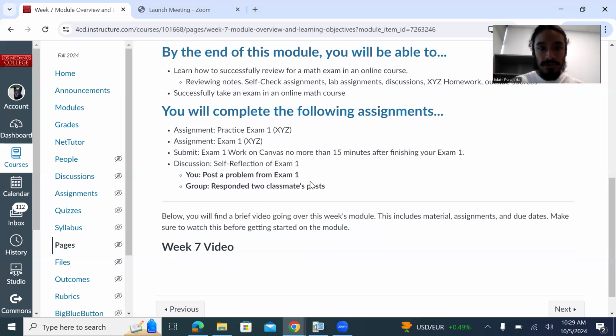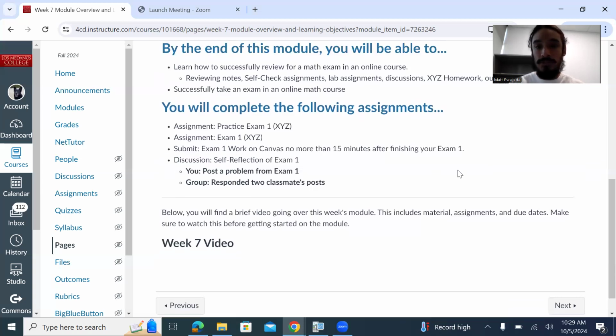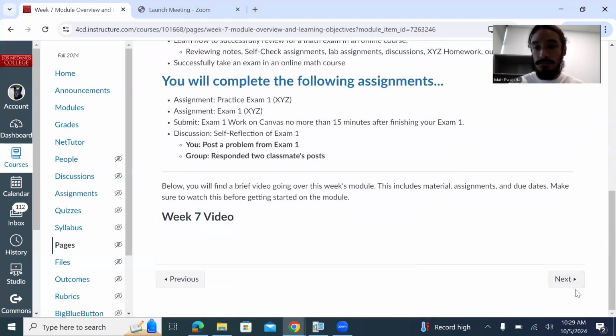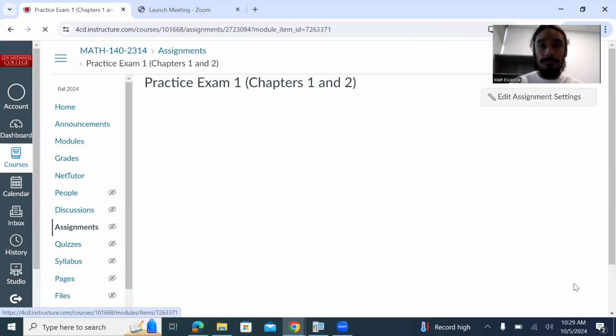And then after your exam, you're going to have a reflection sort of discussion. You don't have to do anything more than post a problem from exam 1, like a problem you're struggling with, post it and respond to others and explain your thought process. But let's go through the rest of this module, and I'll definitely be repeating exactly what I said because logistically it's important.